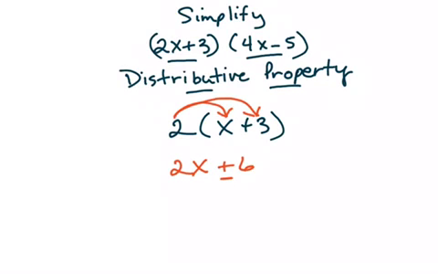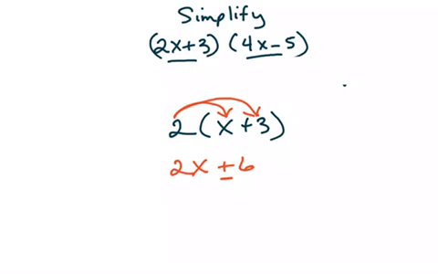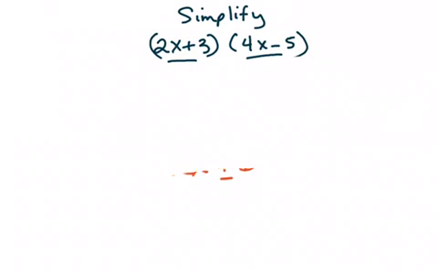And I'm going to erase some of this stuff just to give myself a little more room here. But this is what we do. Get rid of that as well. Okay, so first I'm going to multiply the 2x times the 4x. Then I'm going to multiply the 2x times the negative 5. All right, so let's do that.